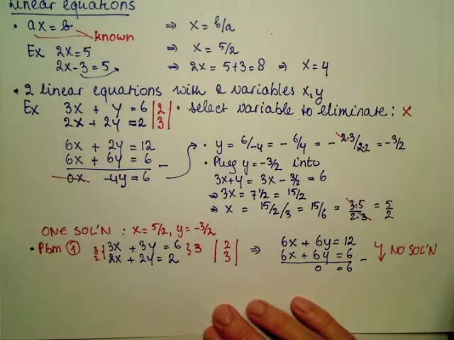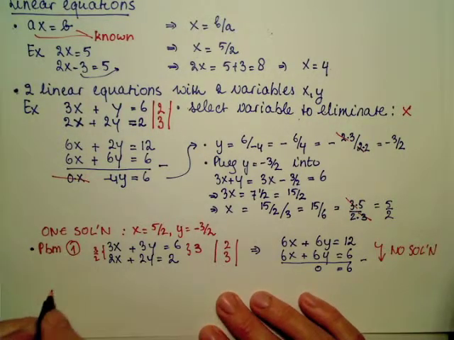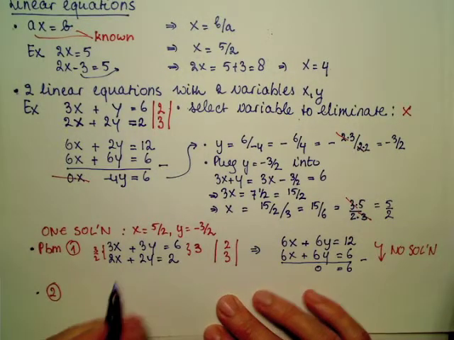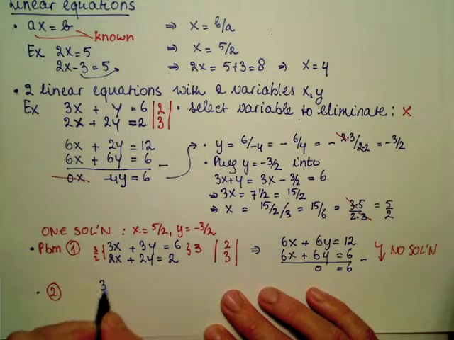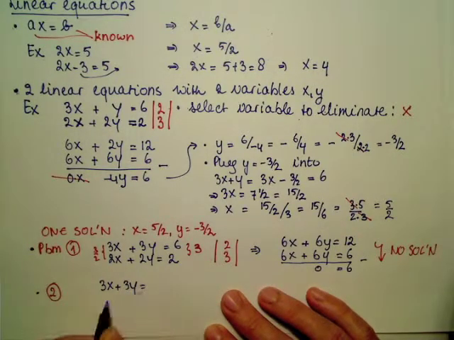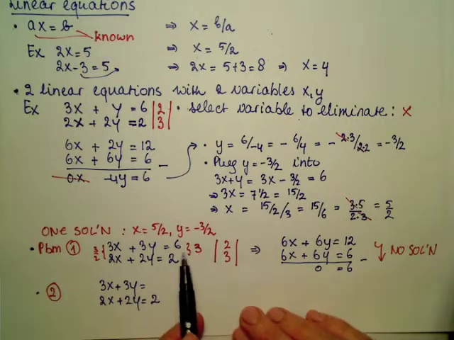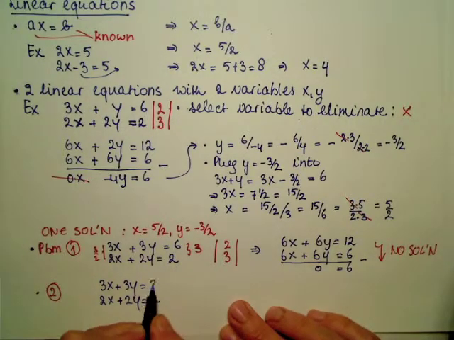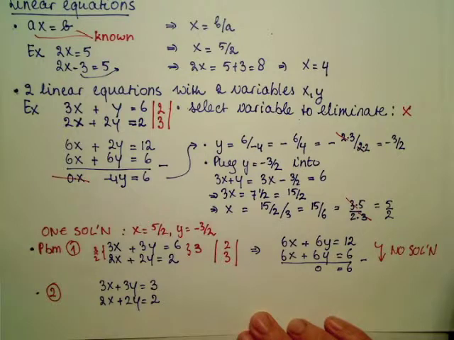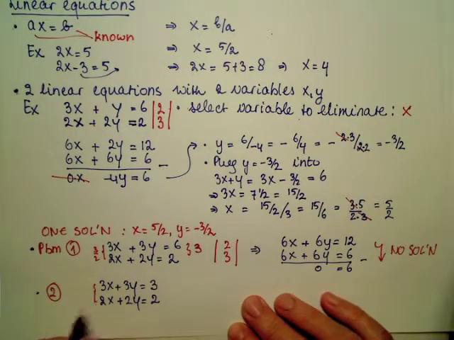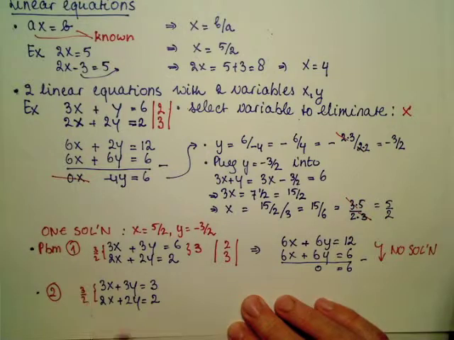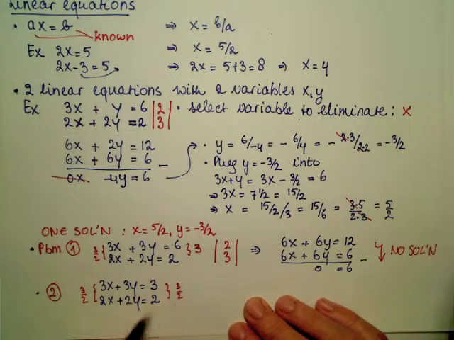The second problematic case is the following. We have the same left-hand side, 3x plus 3y equals something, and 2x plus 2y equals 2, but instead of 6 over here we take 3. And what you now see is that the same factor between the left-hand sides, 3 over 2, also holds for the right-hand sides of these equations. And the first is 3 over 2 times the second.